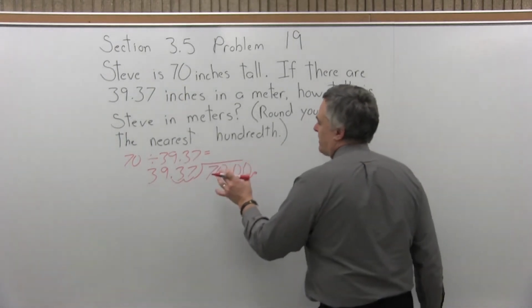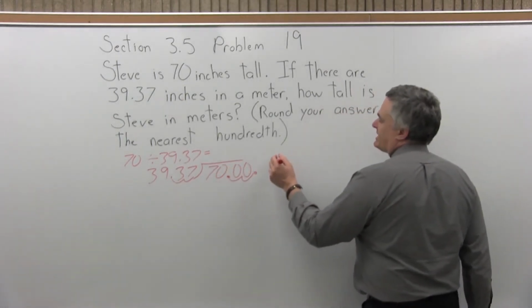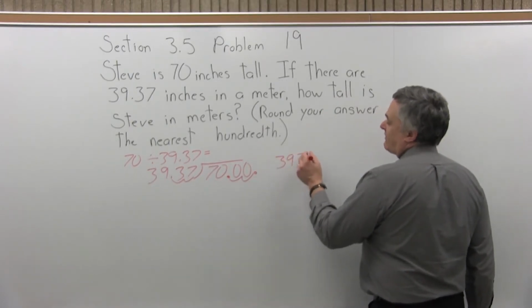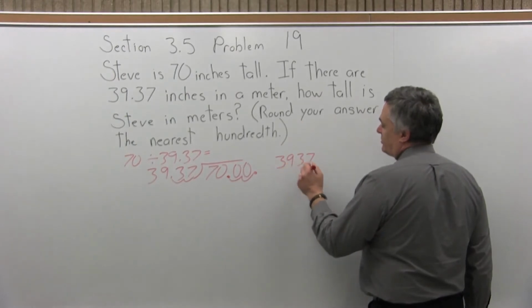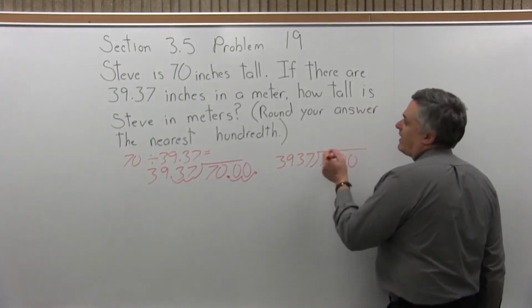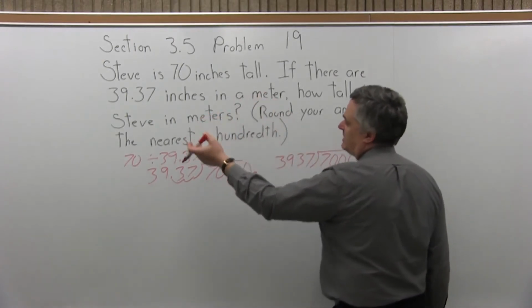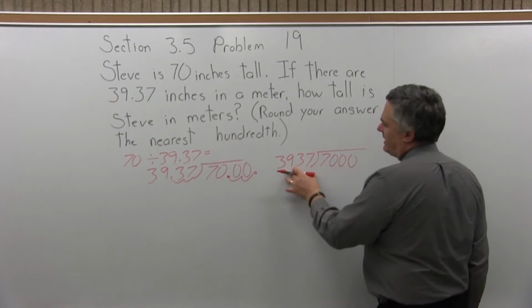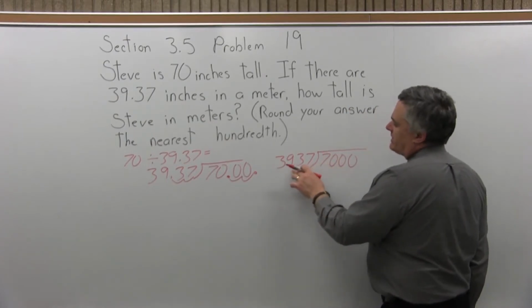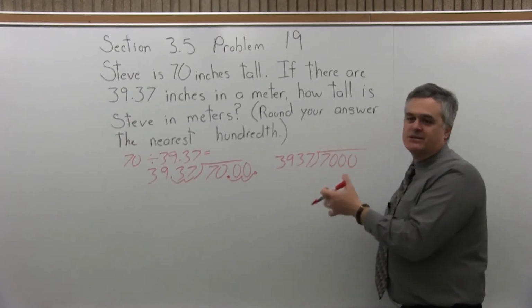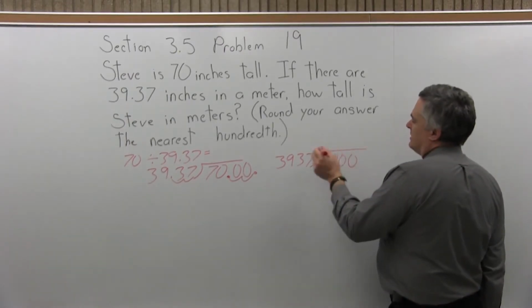So to do it by hand, the division that has to occur really is 3,937 divided into 7,000. And that will give us Steve's height in meters. So, again, it's only really going to fit in once, because if I do times 2, it would be almost 8,000. 2 is too big.